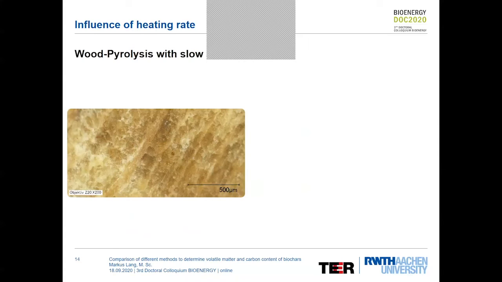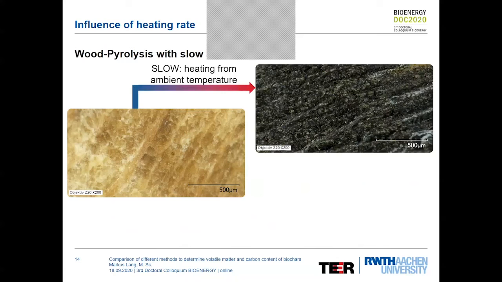Last, we want to investigate the influence of the heating rate on the structure. So we took a wood sample and pyrolyzed it to 900 degrees. On the one hand, very slowly, from ambient temperature to 900 degrees. And as you can see by comparing the two pictures, the structure of the wood is largely intact. So it seems that there's not a big change in the surface structure.